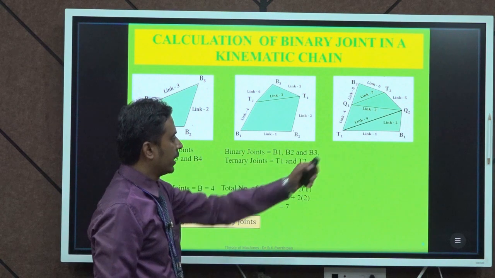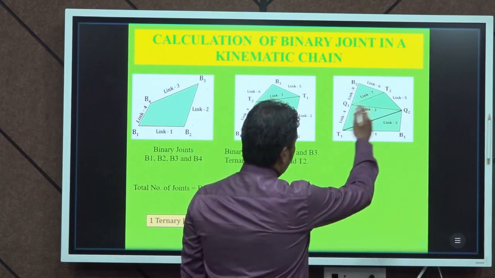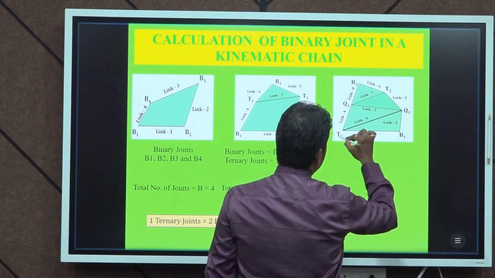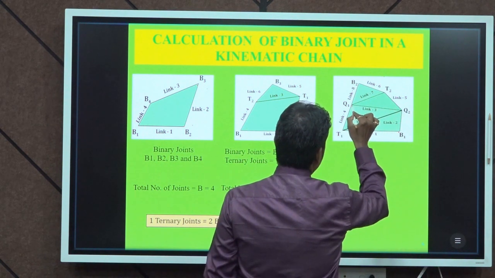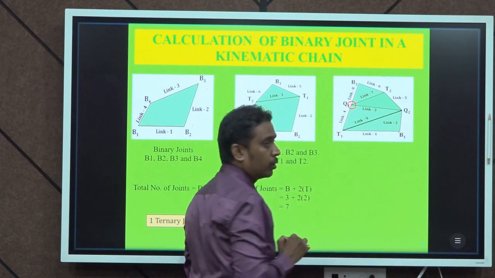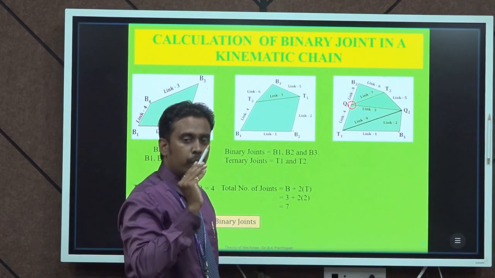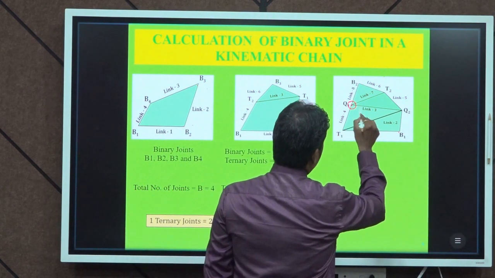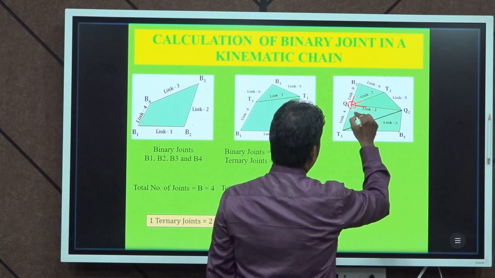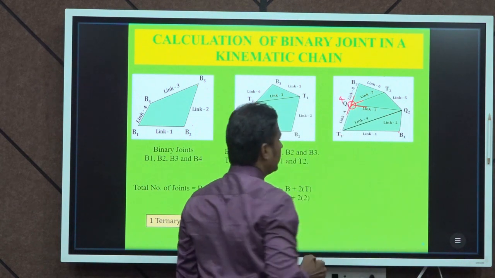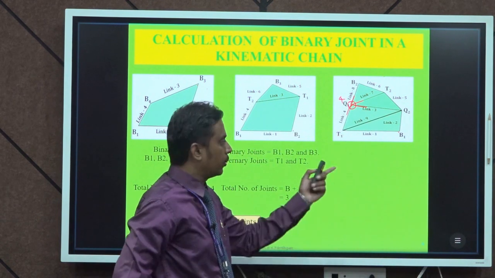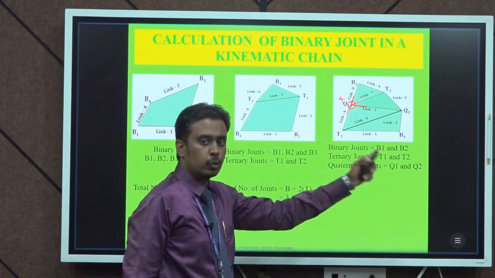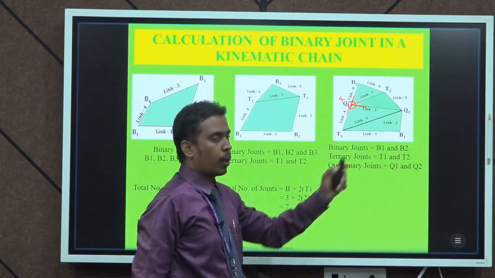Similarly, let us have another example which is having 9 different links. So, this is binary joint 1, binary joint 2, ternary joint 1, ternary joint 2, but here we are having a quaternary joint. Quaternary joint is nothing but we are going to have 4 different link connections at a single point. So, let us cross check: link 3, link 7, link 8, link 4. So, 4 links are connected at a single point, then we will term it as a quaternary joint. So, in this arrangement we are having 2 binary joints, 2 ternary joints and 2 quaternary joints.